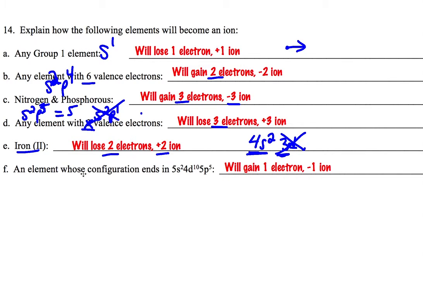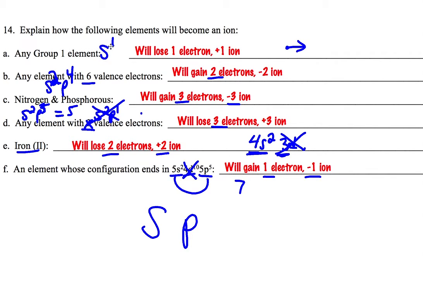All right, an element whose configuration ends like this, again, we don't count the d's, because this is the 4th energy level. That's not the highest, so we count the 5th. We always count s and p. Always, always, always. s and p together. So in this case, we've got 2 and 5, so that's 7. If you have 7, you want to gain 1, and you end up with 1 more negative. Always count s's and p's together.